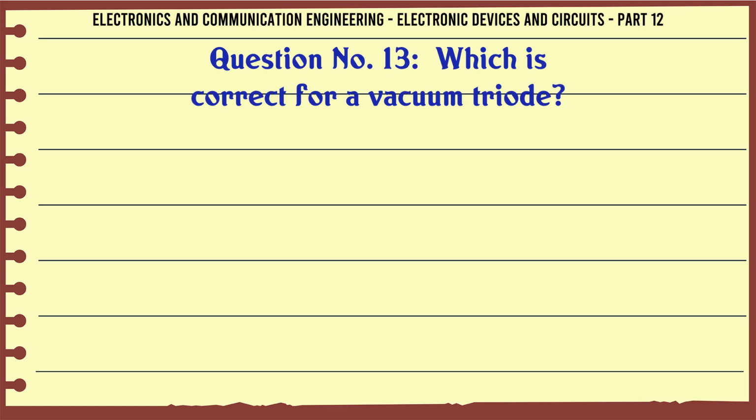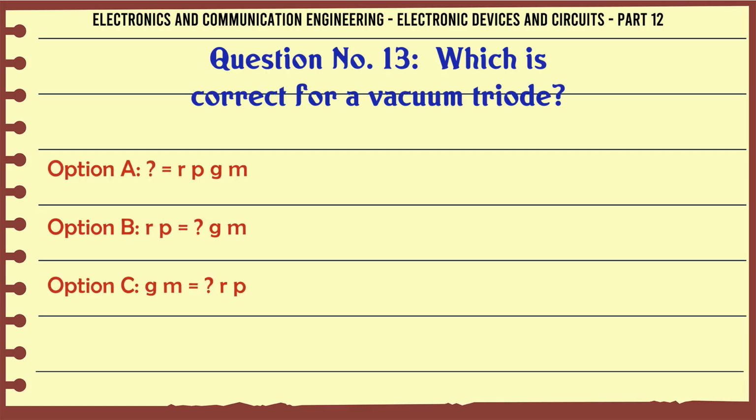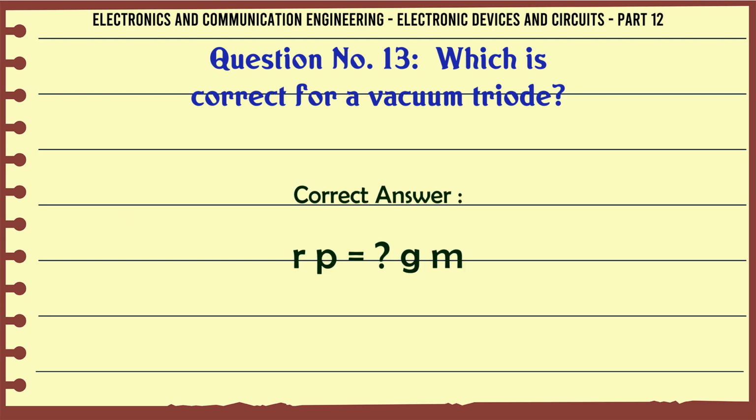Which is correct for a vacuum tube? A. RPGM, B. RPGM, C. GMRP, D. RPGM. The correct answer is RPGM.